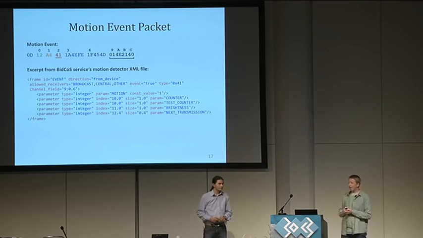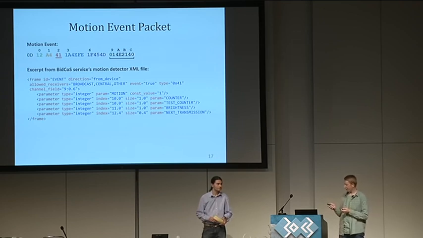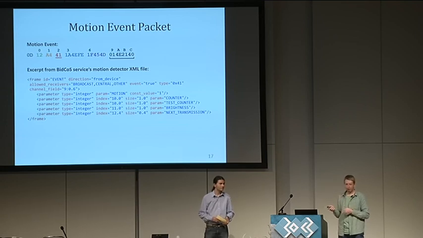The easiest way to get this information is to look at the device's XML files, which you can find in the file system of the CCU, or which is also provided with the BidCoS service software, which you can download from the HomeMatic website. And then in this XML file, there is a section called frames, which contains most of the packets known by this device.